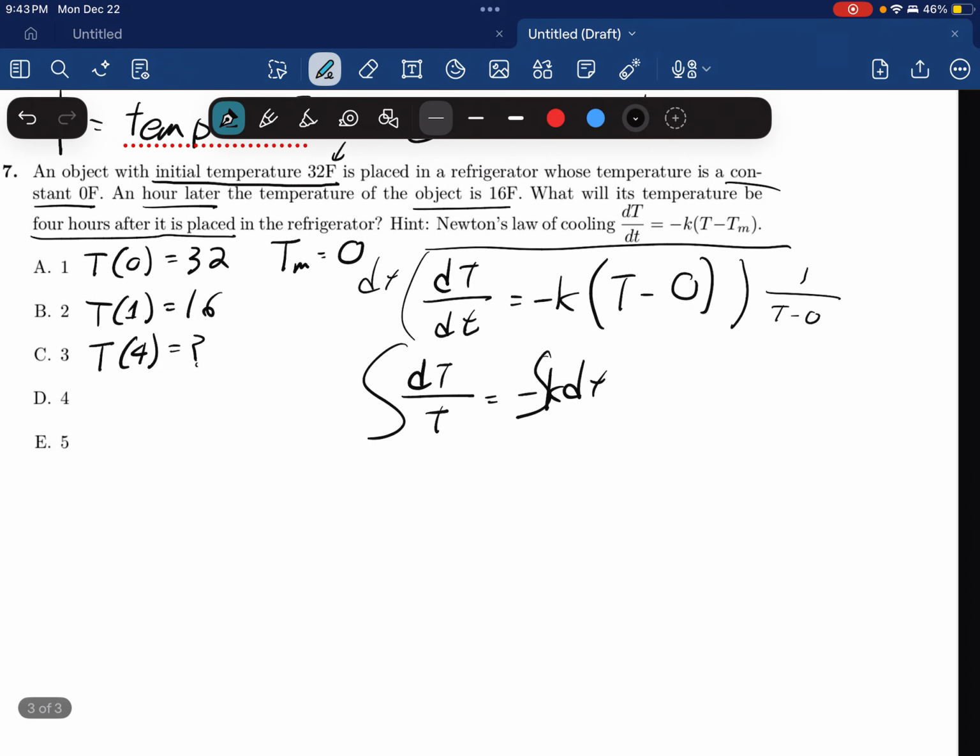Integrate both sides. What we get is natural log of T equals negative kt plus c. We can isolate uppercase T by exponentiating both sides. E to the natural log just cancels out, leaving you with T. And then you have e to the negative kt plus c.